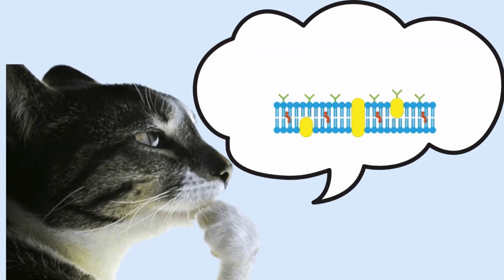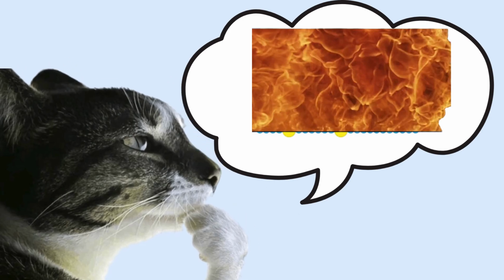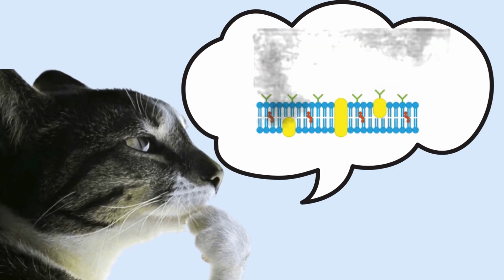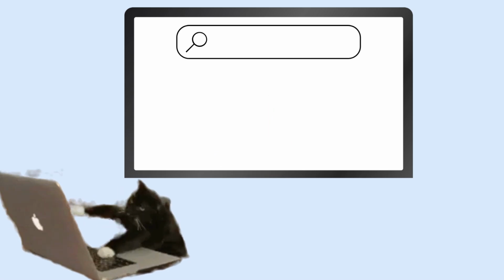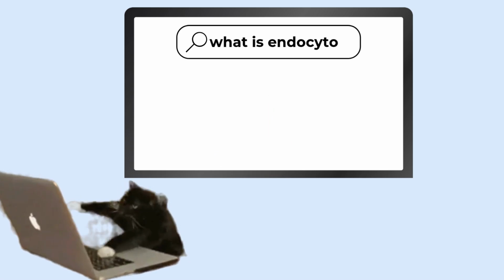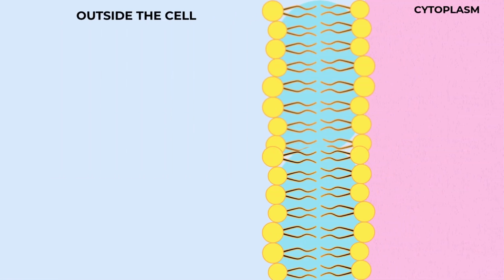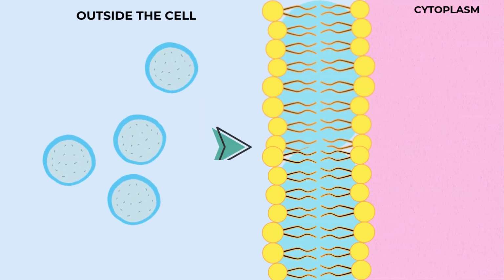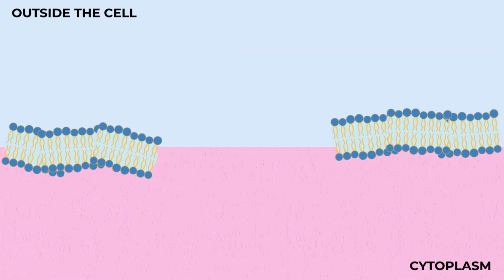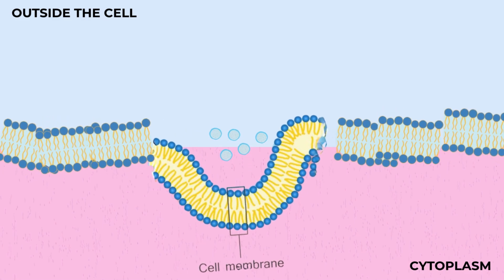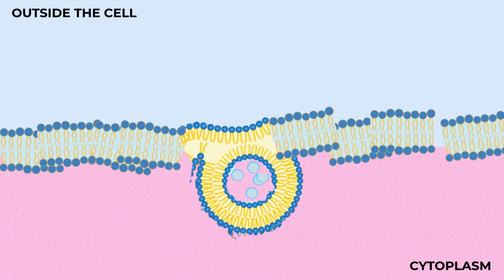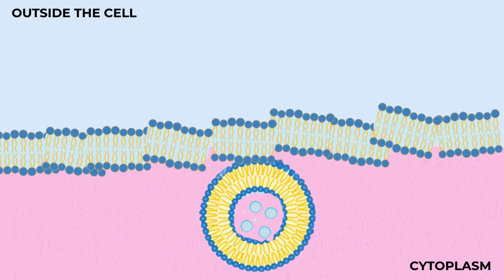Next, bulk transport, which has 2 types, endocytosis and exocytosis. But what happens when the thing the cell needs is just too big to fit through those pumps or protein channels? In that case, the cell uses endocytosis. Endocytosis is how a cell brings things into itself. The membrane folds around materials outside the cell, wraps them up, and forms a bubble or vesicle that moves inside.